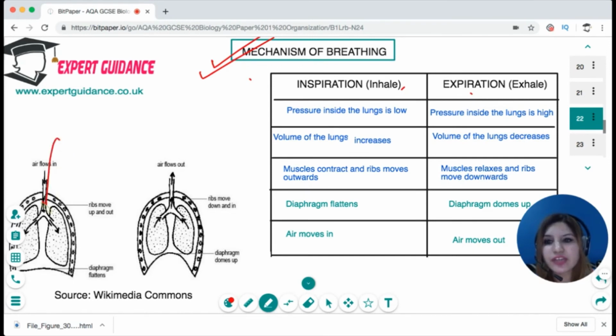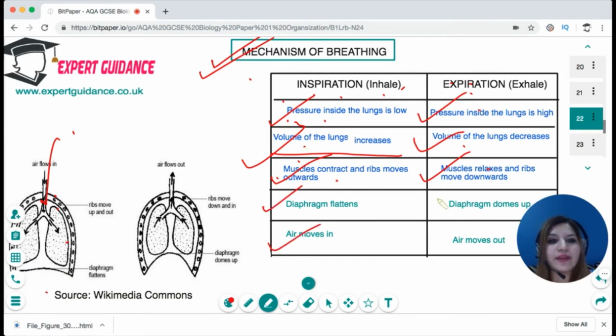Now, for the air to come in, air always moves from high pressure to low pressure. So for the air coming in, the pressure inside the lung is low. For expiration, the pressure inside the lung is high. If the pressure is low, the volume of the lung should be high, and the volume of the lung should be low in expiration. How does the volume increase in inspiration? It is the rib muscles, they contract and the ribs move outwards. In expiration, the ribs relax and the ribs move downwards. The diaphragm flattens, which increases the volume and the air moves in, and in expiration, the diaphragm domes up, which decreases the volume and the air is pushed out.